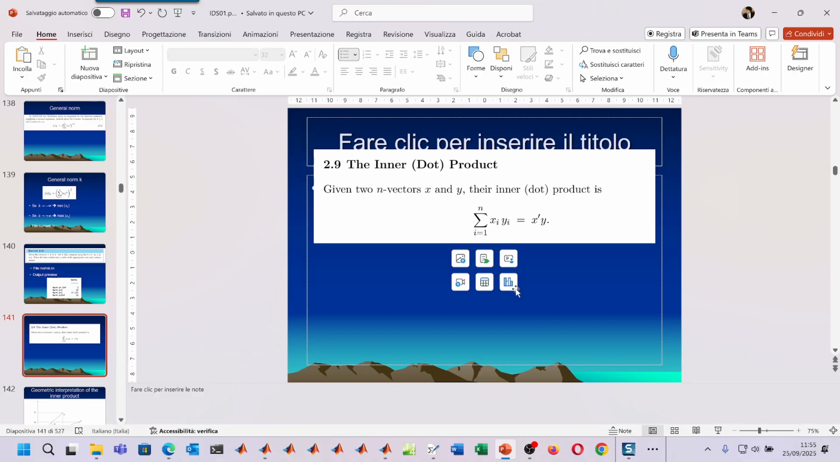Now, the inner product, given these two vectors, the dot product, is this. So, two vectors x and y, n times 1 and n times 1. So x prime is 1 times n, and y is n times 1. x prime times y is the summation of xi times yi. Can you see it? Tell me.